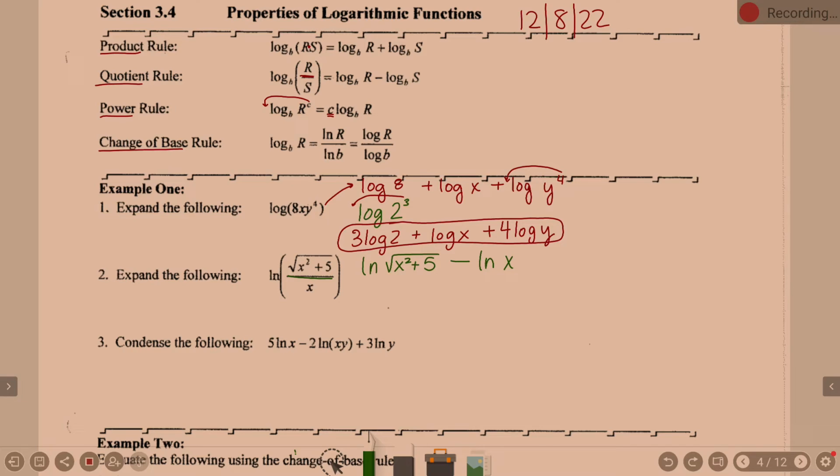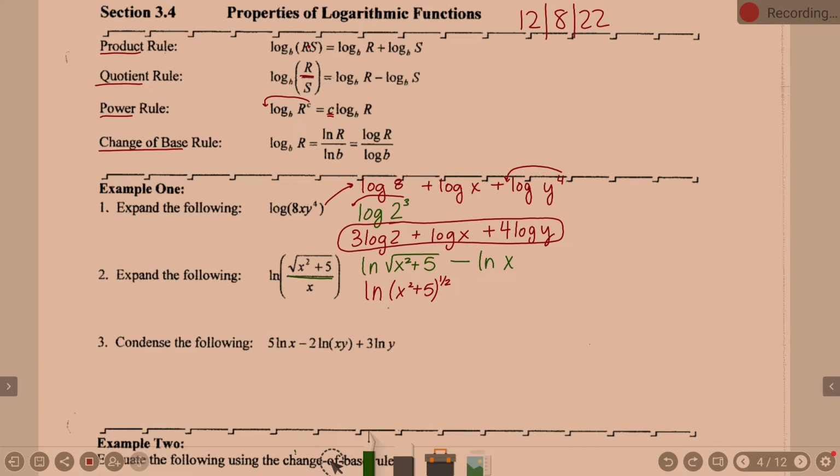So can we do the square root of x squared plus 5? Well, what do you know about a square root? It's 1/2. A square root power is 1/2. So before I use my power rule, I can rewrite the natural log of the square root of x squared plus 5 as the natural log of x squared plus 5 raised to the 1/2.